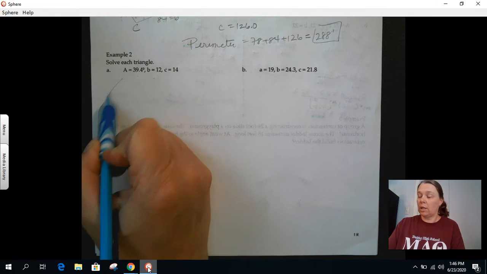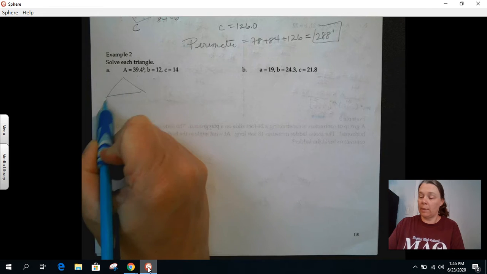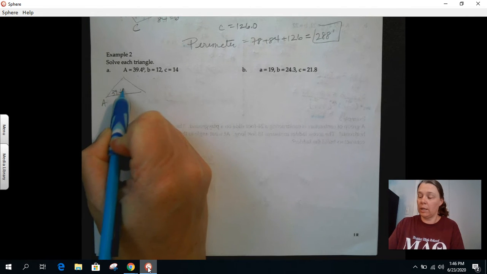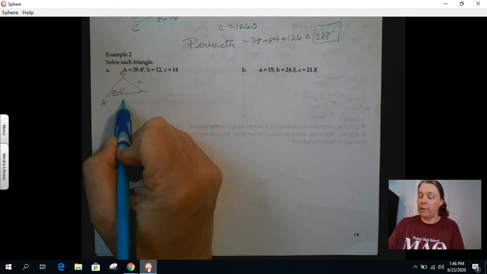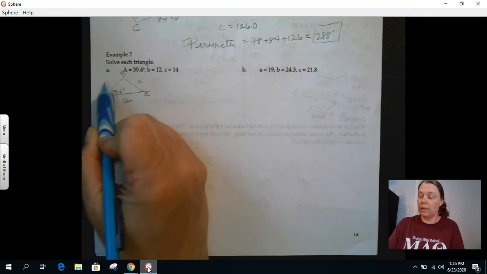Okay, so if I sketch this, so let's say this is my A, 39.4 degrees. I don't know side A. I know B is 12 and I know C is 14.